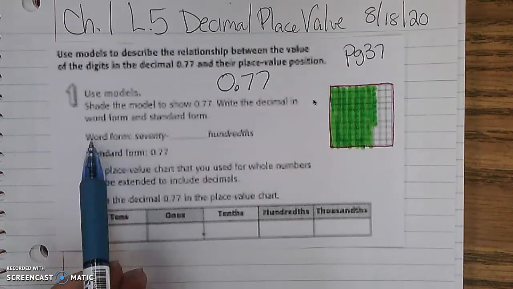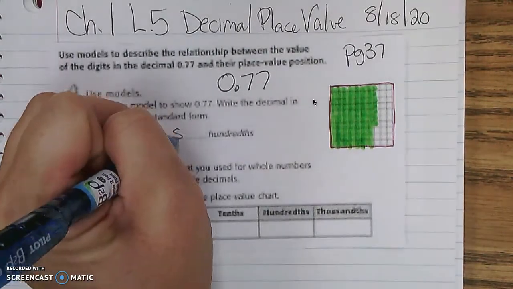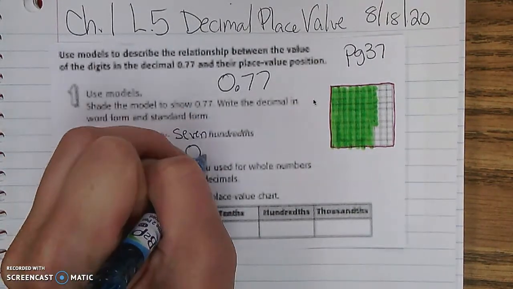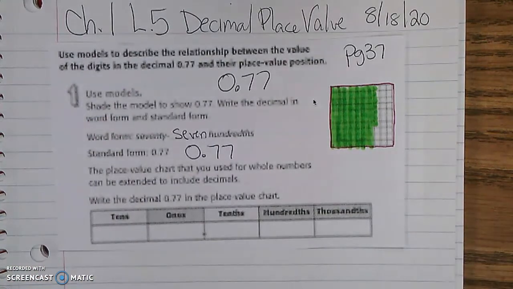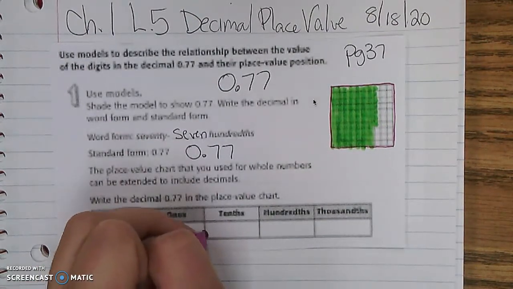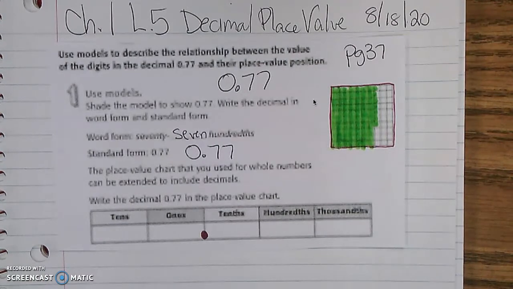It also wants us to write it in word form, so that would be 77 hundredths. And in standard form is 0.77. And on the place value chart, first off, I always want to showcase my decimal there. It is always to the right of the ones place, between the ones and the tenths, always. Even if you do not see a decimal, it is always to the right of the ones place. If we're dealing with whole numbers only, we don't typically write it, but it is there.